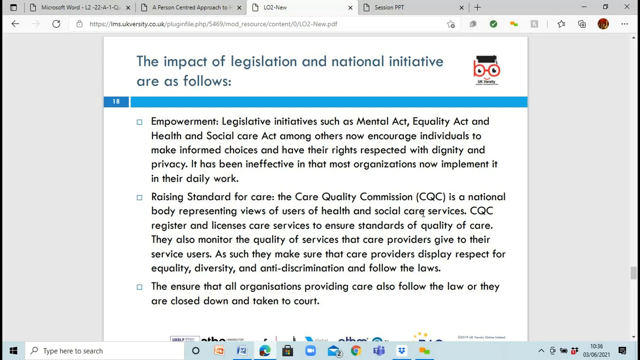So the CQC, they're the national body and they represent views of the health and social care services. Now the CQC actually register and create licenses for care services, and they make sure that the standards of quality and care are being met. They monitor all the quality services, and they make sure that care providers display respect for equality, diversity, and anti-discrimination, and that they follow the laws. And they also ensure that all organizations that provide care will follow the law. If they don't, they'll be closed down and they'll be taken to court.